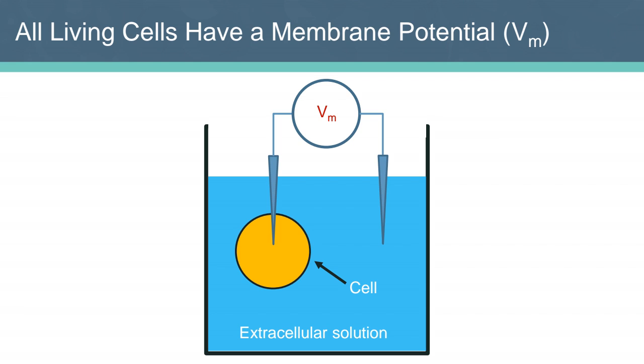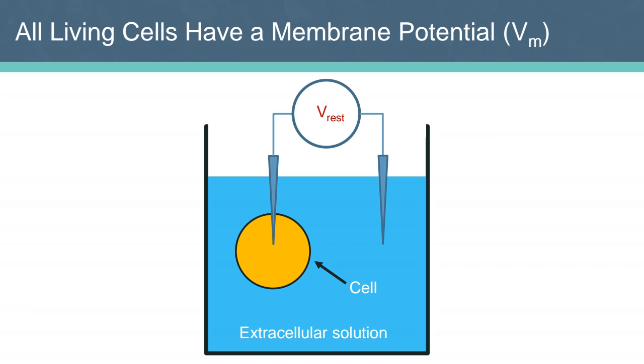In this diagram, we have a cell in solution. We can record a voltage difference between the inside of the cell and the outside using a glass micropipette and a special type of voltage meter called an intracellular amplifier. The membrane potential is referred to as V sub m. If the cell is resting, meaning that it's not generating an action potential, then the membrane potential is called the resting membrane potential. The resting membrane potential of a cell is called V sub rest.